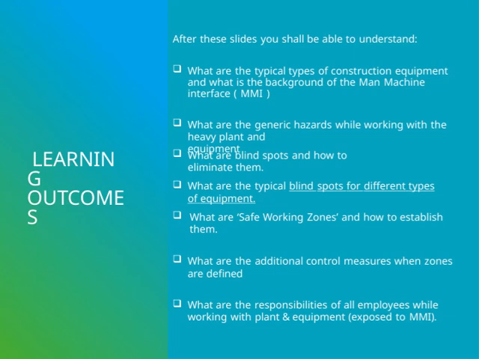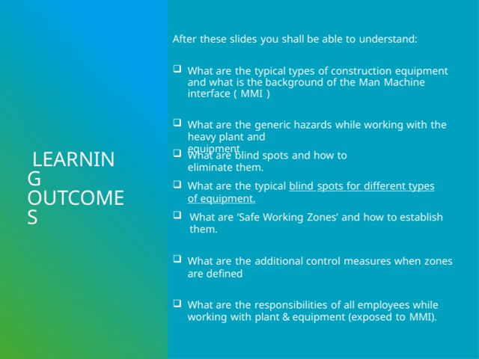Let's explore what safe working zones are and how we can effectively establish them. Essentially, these zones are designated areas around equipment where safety measures are prioritized to protect workers. Establishing these zones involves assessing the environment, identifying potential hazards, and setting clear boundaries that everyone understands. When zones are defined, additional control measures come into play. These might include physical barriers, warning signs, or safety protocols like spotters to ensure no one inadvertently enters a danger zone. These measures help reinforce the boundaries and reduce the risk of accidents.